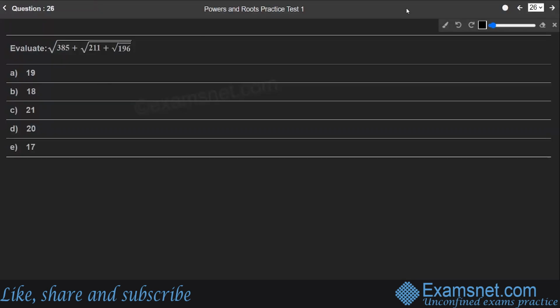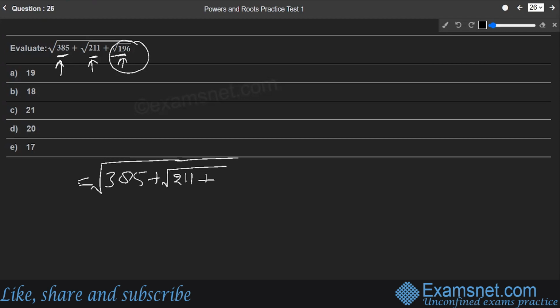Now the question says under root of 385 plus under root of 211 plus under root of 196. So there are multiple under roots interlinked, and we have to solve this. Clearly the direct root of 385 is not available, and the direct root of 211 is not available. But yes, we know the under root of 196 is 14. So we can rewrite this as under root of 385 plus under root of 211 plus 14.